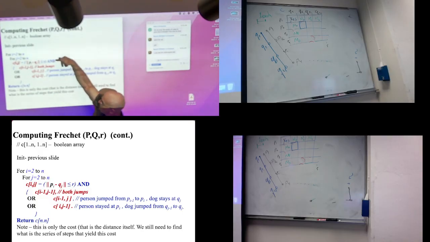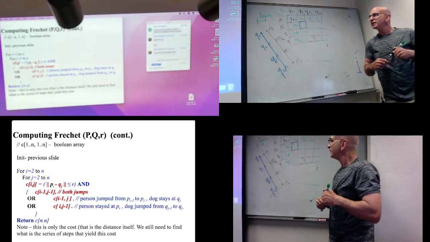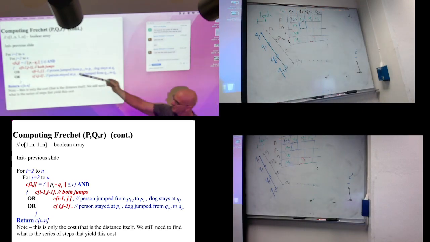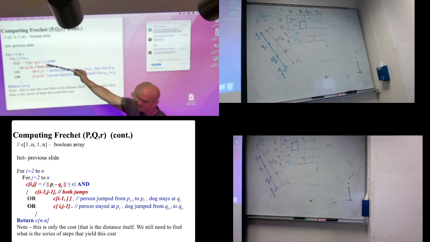Now, what about the next condition? There are two conditions that should happen. What about the next condition? True or false? People in Piazza, people on Zoom, you're more than welcome to answer. I'm checking the second condition. P2 minus Q2 is less than R on my drawing.